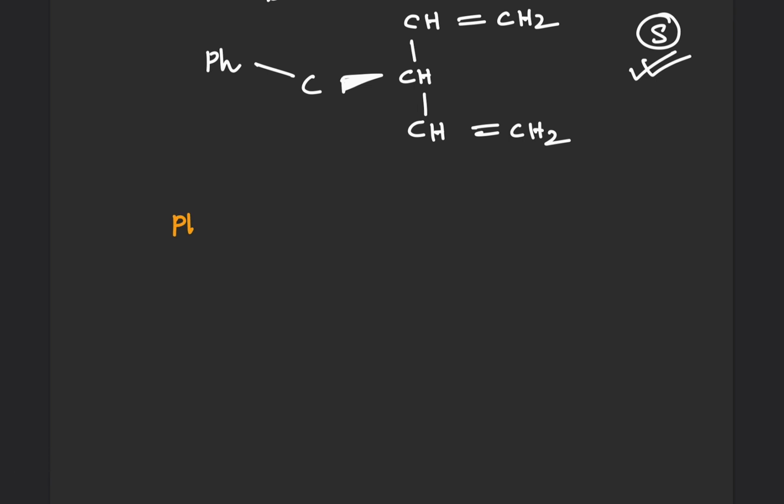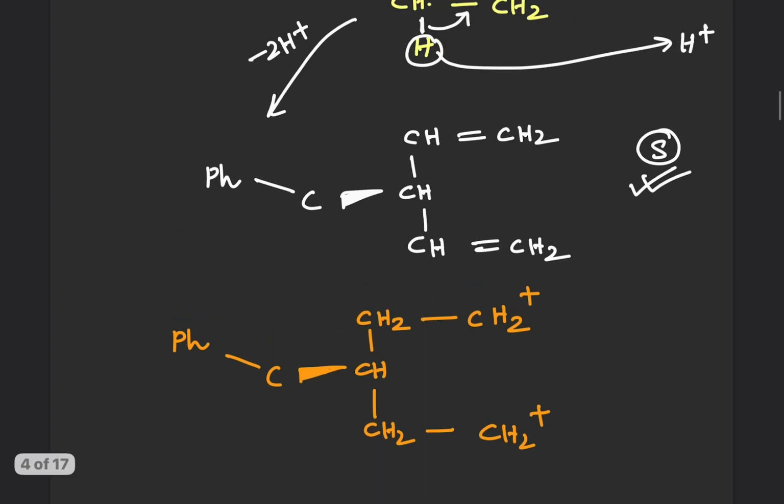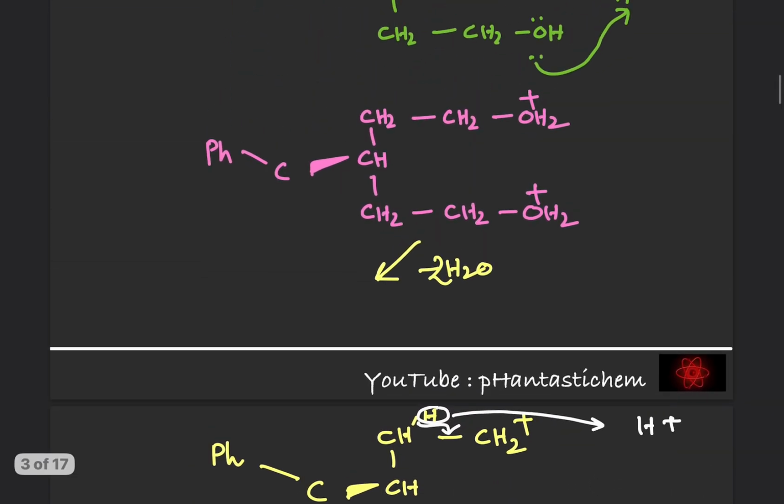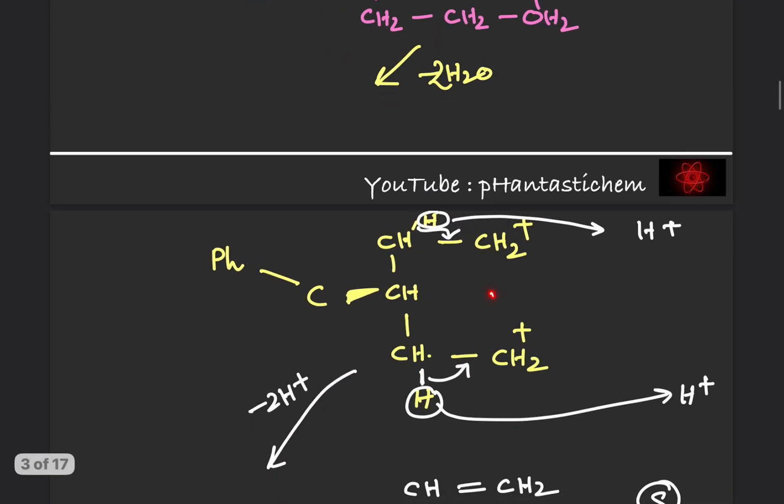So the previously obtained carbocation was PhCH=CH-CH2-CH2-CH2+. So this is what we obtain, isn't it? Yeah, this is what we obtained originally, right?